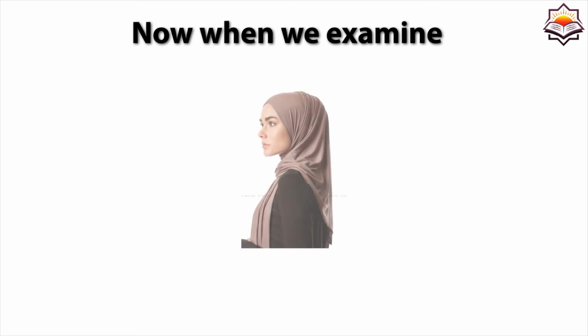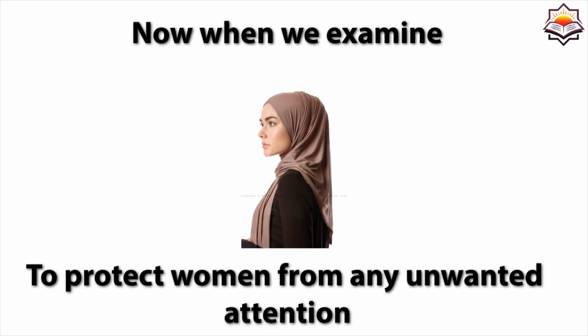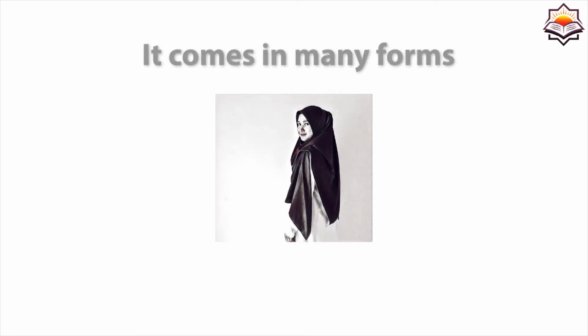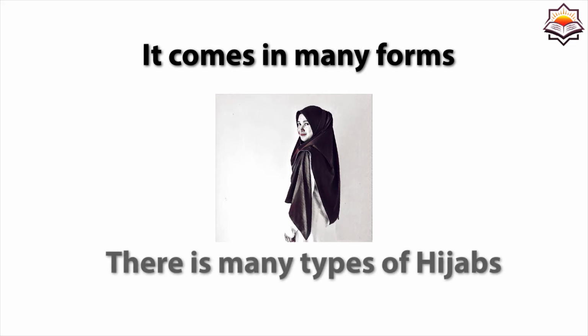Now, when we examine the role of the hijab, we see that the role of the hijab is to protect women from harassment, from any unwanted advancement. It reduces corruption in society, and that's why the hijab does come in many forms. We usually only examine the common form, which is the headscarf. That's one type of hijab. There are many types of hijabs.